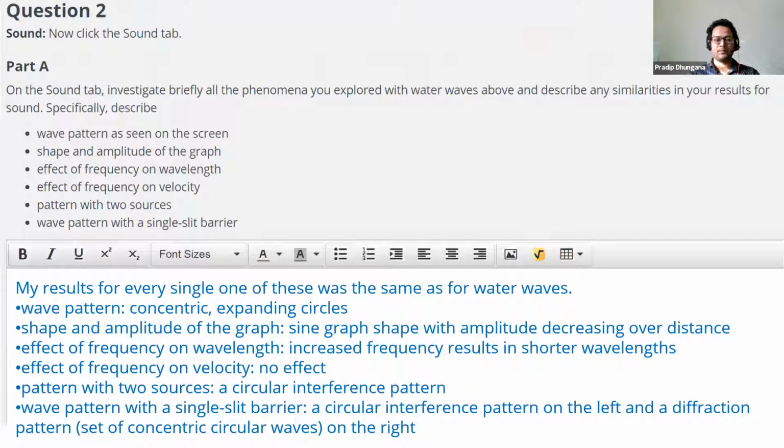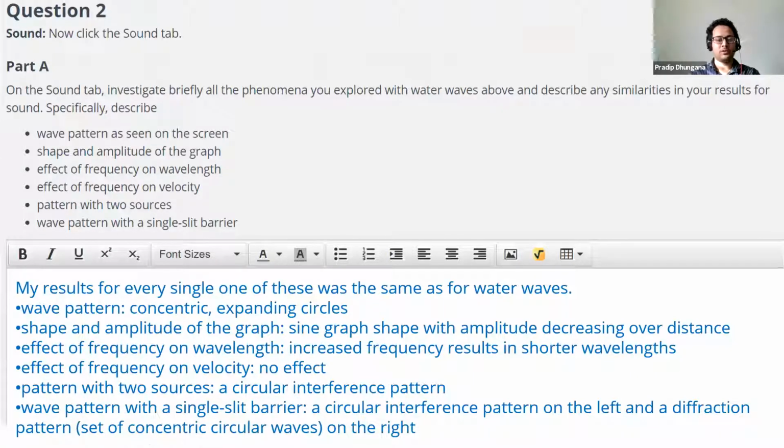Wave pattern is the same. The shape and amplitude of the graph looks like a sine wave and decreases over distance, the same. Frequency: when we increase frequency, that results in a shorter wavelength, the same. Effect of frequency and velocity: no effect.